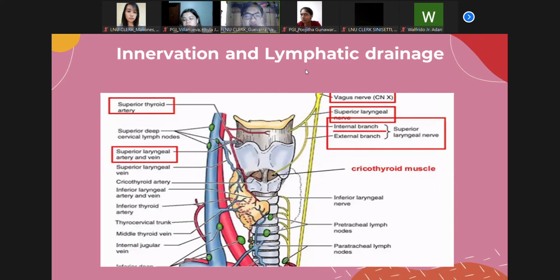They branch from their respective vagus nerve within the chest and hook around the right subclavian artery for the right nerve, or the arch of the aorta for the left nerve. The recurrent laryngeal nerve then travels back up the neck, running between the trachea and esophagus in the tracheoesophageal groove. Then it passes underneath the thyroid gland to innervate the larynx. Next slide.